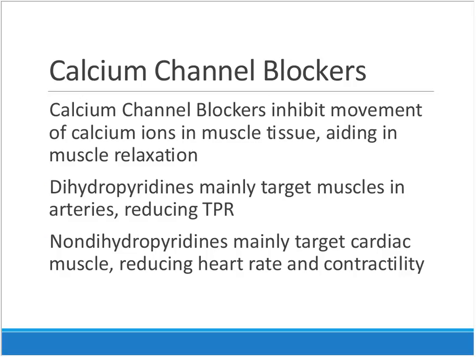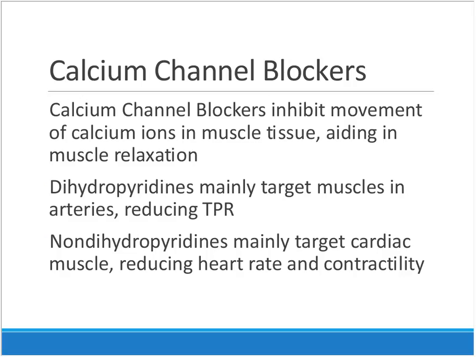So the muscles in your body and your cardiac muscle especially, require an influx of calcium ions in order to contract. And calcium channel blockers prevent this from happening. So calcium ions aren't getting into the muscle tissue, which means your heart is not beating as frequently, and the small muscles inside of the arteries are not contracting, which means you have a more relaxed artery. So dihydropyridines, like amlodipine, mainly target the muscles in the arteries. So you have a relaxed blood vessel, which means total peripheral resistance is decreased.